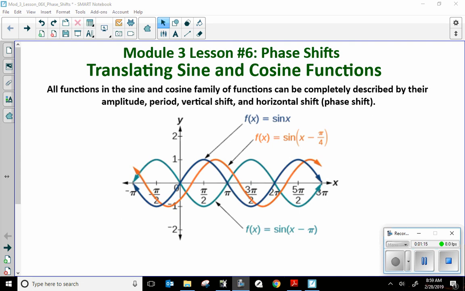Okay, and what we're going to do is apply some things that we've learned before about graphs moving left, right, up, and down, and we're just going to apply them to sine and cosine because we just learned those graphs. It's pretty much that simple, okay? So let's go ahead and get started.